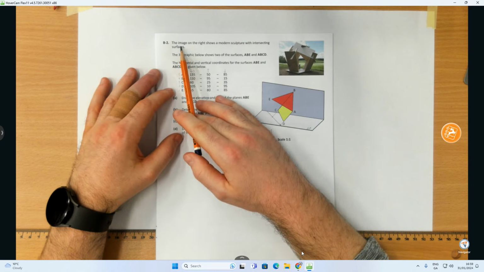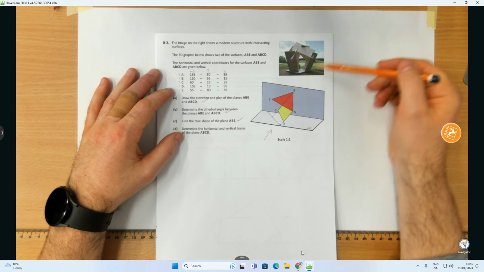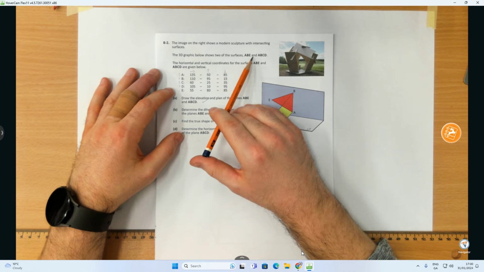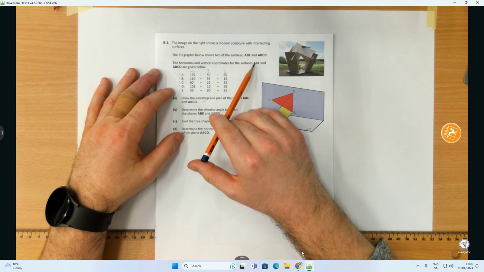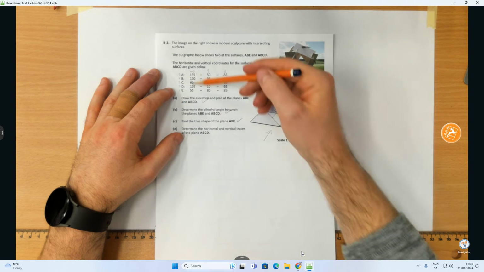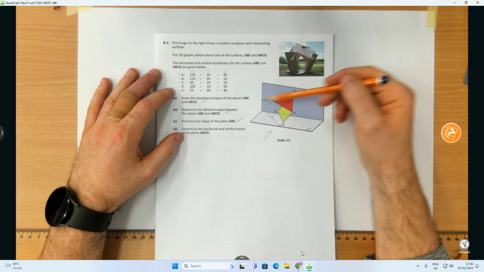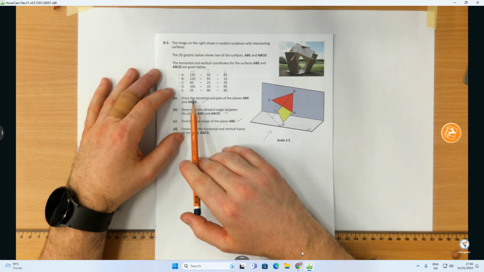Reading through the question, it says the image on the right shows a modern sculpture with intersecting surfaces. You can see the image there. The 3D graphic below shows two of the surfaces, ABE and ABCD. The horizontal and vertical coordinates for the surfaces ABE and ABCD are given below, and what we have to do is basically reproduce this. So part A: draw the elevation and plan of the planes ABE and ABCD.